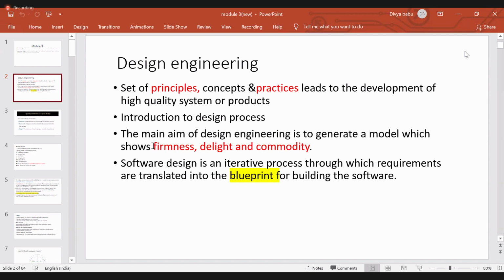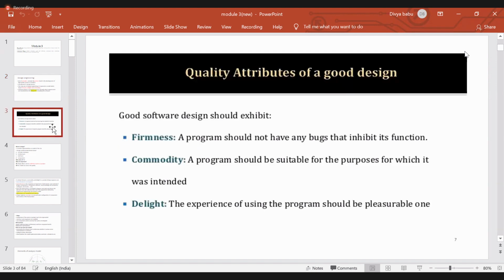So what do you mean by firmness, delight, and commodity? These 3 terminologies you should remember. A good software design exhibits these 3 properties. One is firmness, which means a program should not have any bugs that inhibit its function. So it should not contain any bugs. Then you can call that particular design firm. It's maintaining the property firmness. Then commodity.